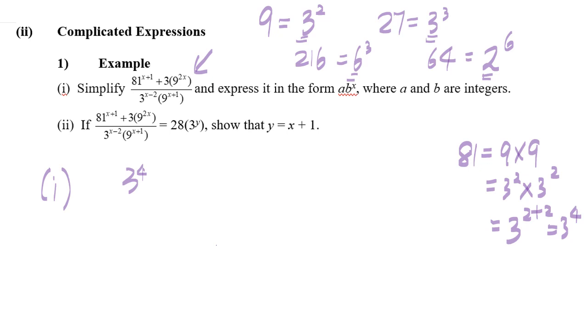Just press 3 to the power of 1, you get 3. 3 to the power of 2, you get 9. 3 to the power of 3, you get 27. And then 3 to the power of 4, you get 81. So the first step is to decompose the term into the smallest possible base.